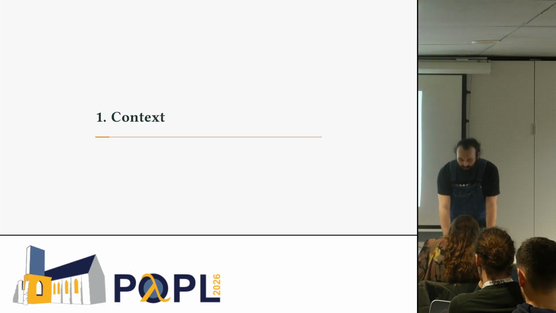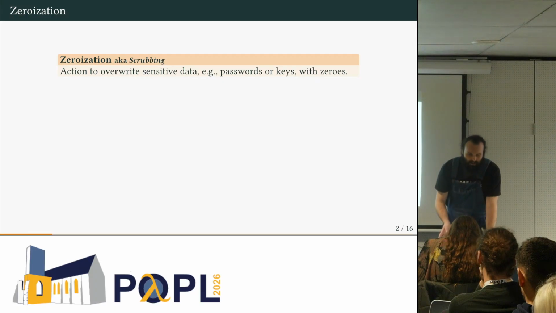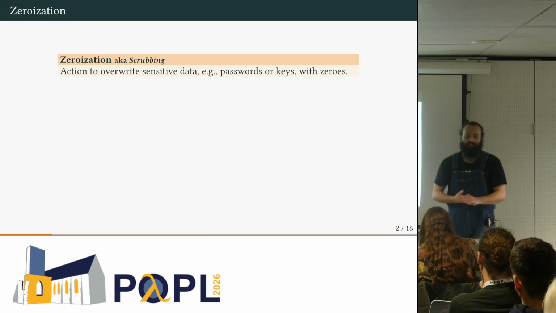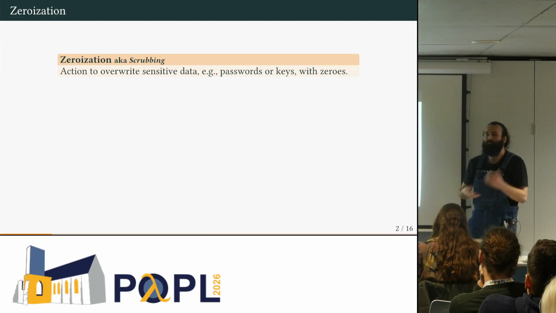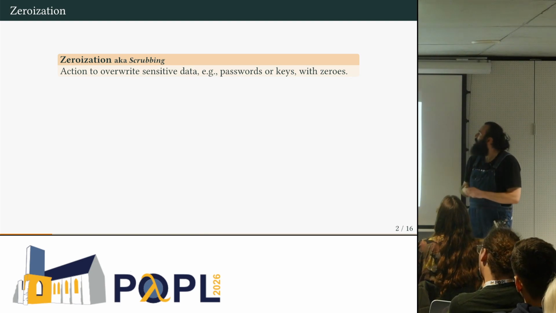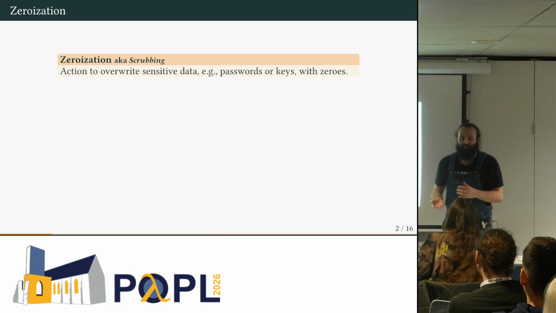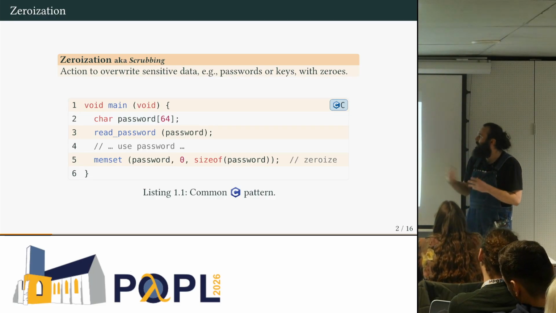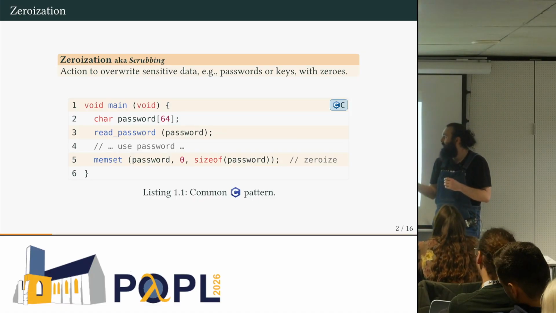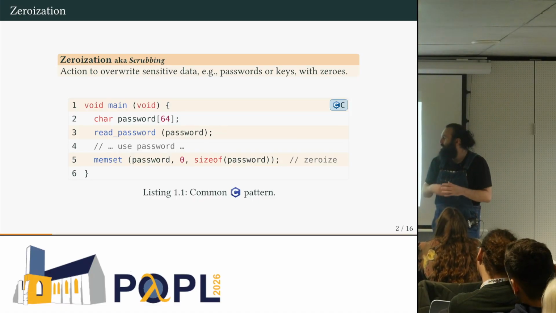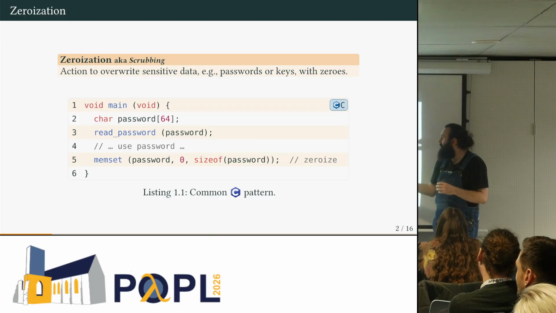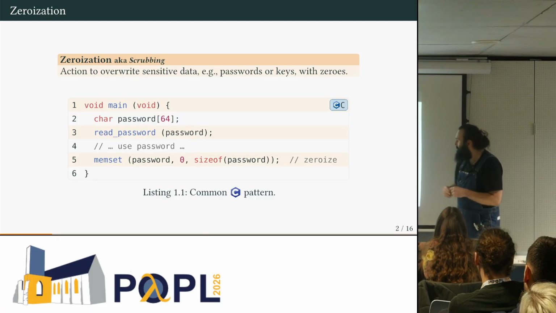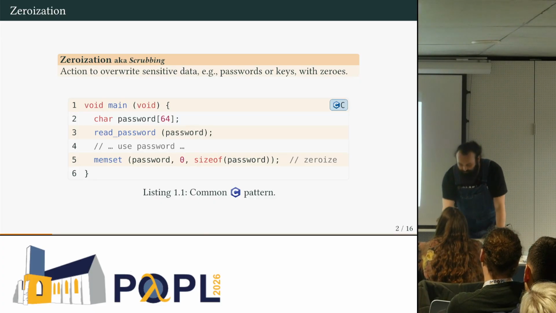So first, a bit of context maybe. What's zeroization? Zeroization is the action of overwriting any sensitive data you might have in your program, such as passwords or cryptographic keys, with zeros or any other dummy values. Here you have a small C program where you can see that a password is allocated on the stack. You read the password from a user, you use it, and finally you use the memset function to overwrite your password with 0. So you are zeroizing it, basically.